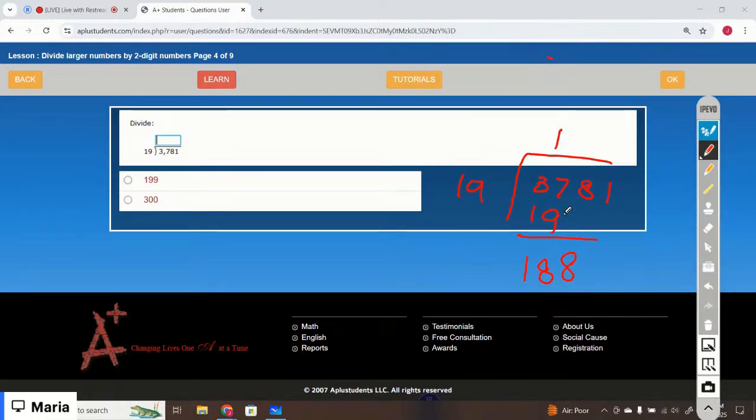We can go for 19 times 9. 19 times 9 is 171. 18 minus 17 is 1. And bring the next digit down. So again, that would be 19 times 9, that is 171. So the correct option is option number 1, that is 1 over 90.